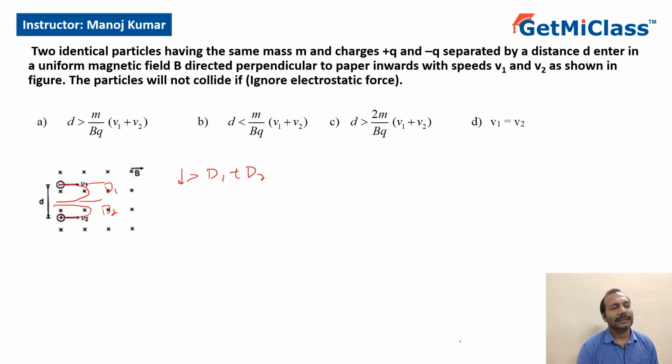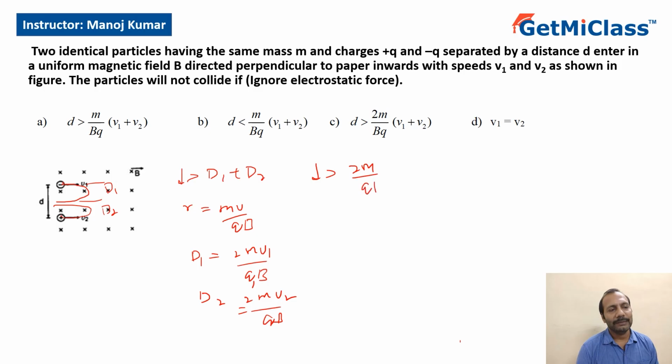So what is r equal to? r equals mv by qB, right? So now I can say d1 would be equal to how much? 2mv1 by qB, twice r is the diameter. Similarly, d2 would be equal to 2mv2 by qB, right? So from this, what should I have? d should be greater than, I can take out 2m by qB outside, into v1 plus v2.